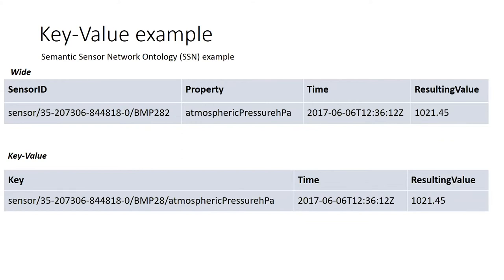We have here a key value example that is expressed in the bottom here. On the top, we have a wide example with the sensor ID, with the property, the measurement, atmospheric pressure in hectopascal, the time, and the resulting value. But in the key value, the sensor ID and the property are concatenated, and then you have the resulting value that is attached to that key.